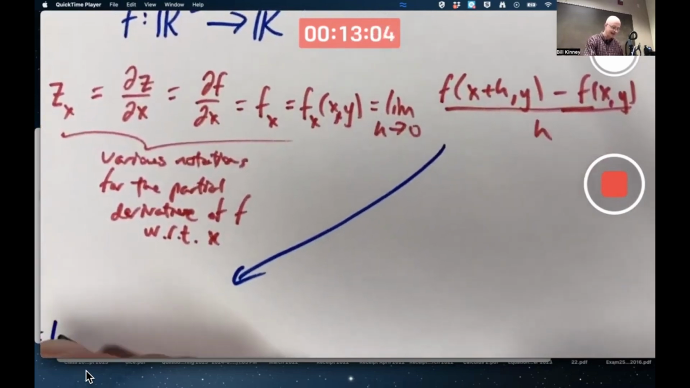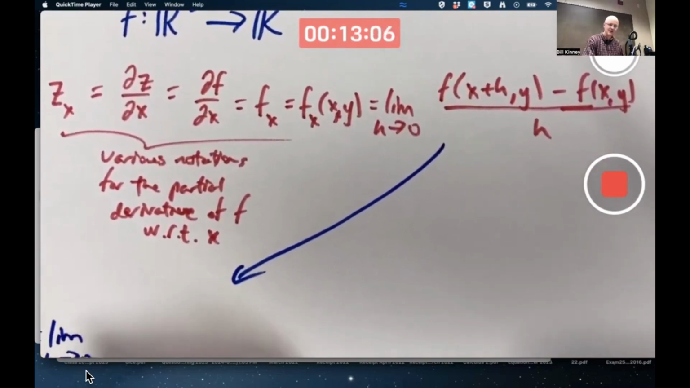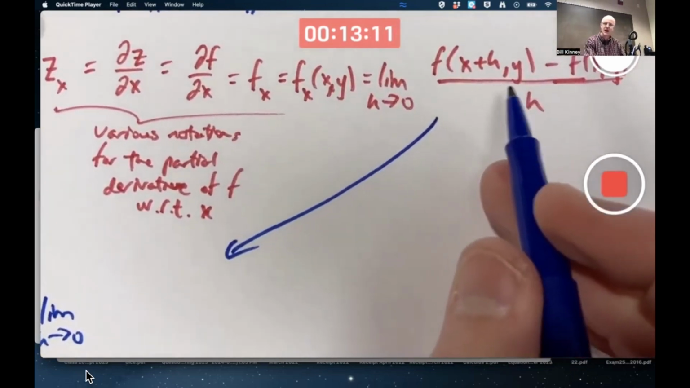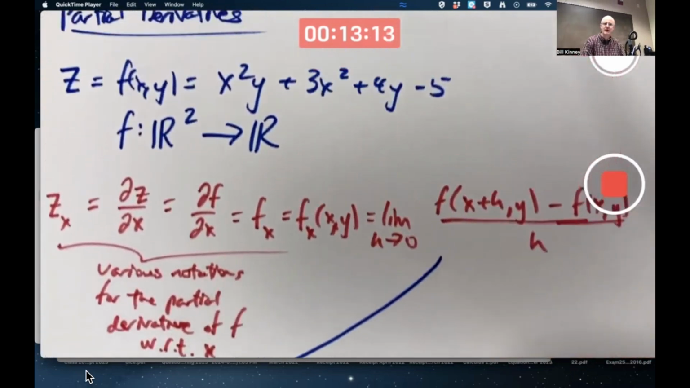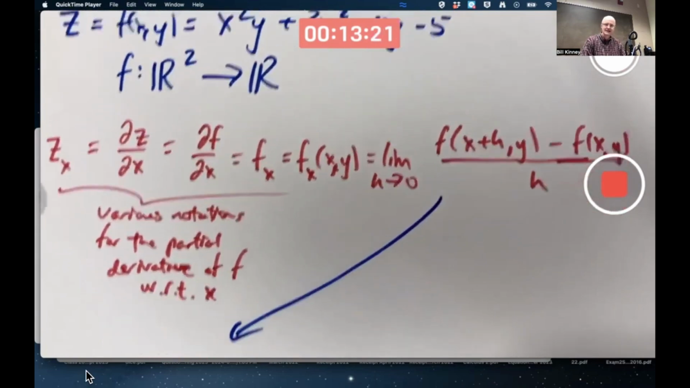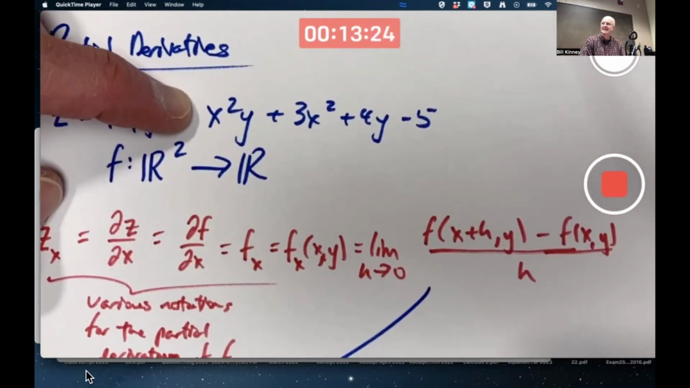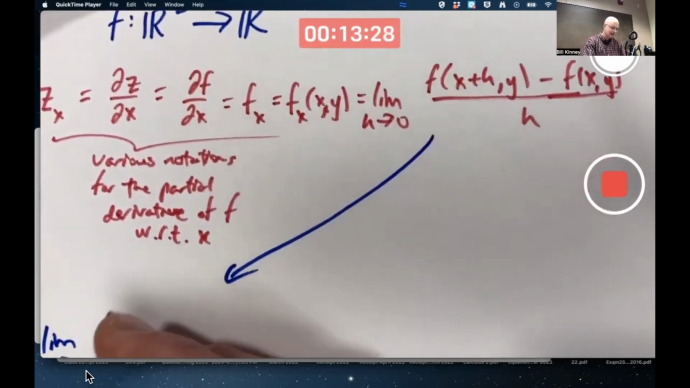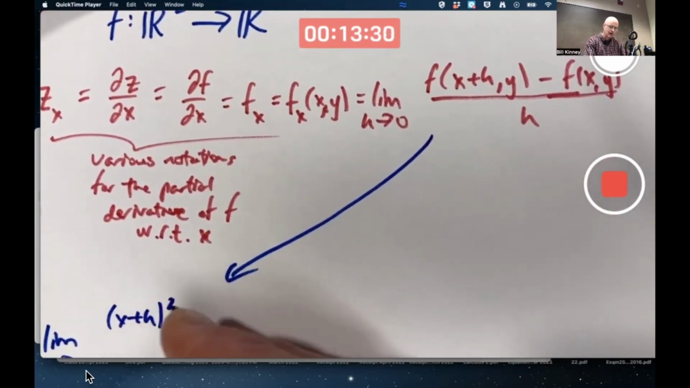Are you ready? The limit as h goes to 0 of first f of x plus h comma y. That means in this formula, everywhere I see an x, replace it with x plus h, everywhere I see a y, leave it as a y. So I get, looking right there, x plus h quantity squared times y. Oh, do we really need to do this? Okay, yeah, we are doing it once.